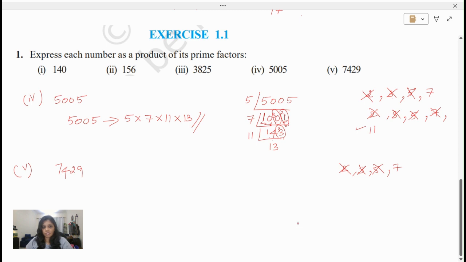So I'm just doing trial and error method for you, right? So it won't be divisible by 7 as well. Now go for the next prime number, 11. 11 times 6 is 66, so the remainder is going to be 8. 11 times 7 is 77, the remainder is going to be 5. Again, it won't be divisible by 11. So 11 also is not possible.